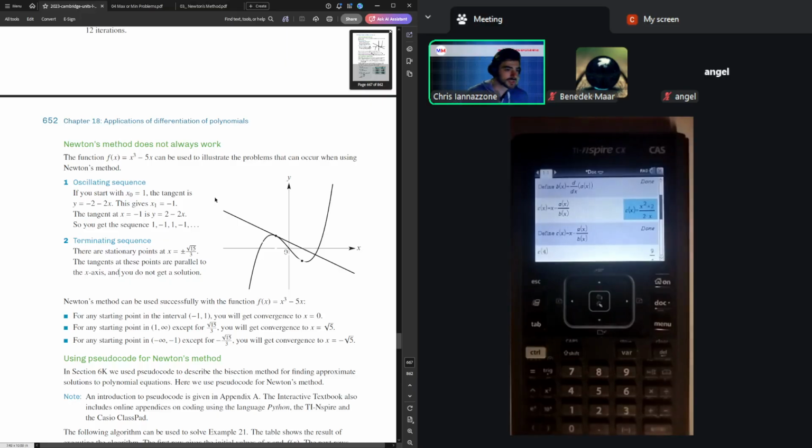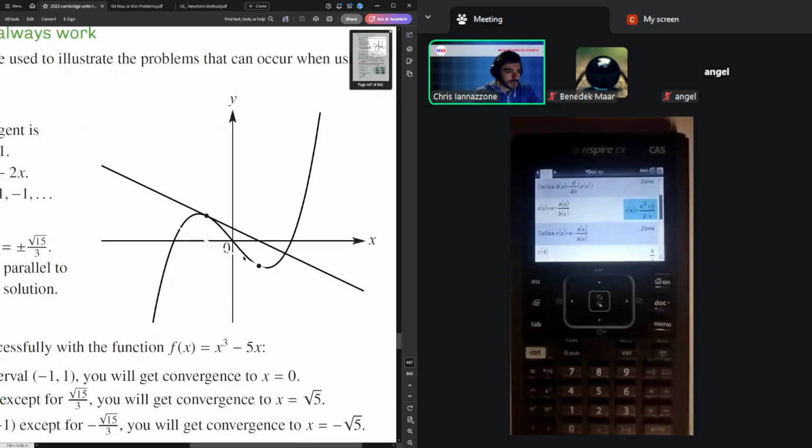So first up, oscillating sequence. What does that mean? It means your Newton's method gets stuck in a loop, and it keeps repeating over and over again, hitting the exact same x-intercepts, never actually converging onto a single solution. A classic example of this would be something to the effect of the cubic here. A circular function could also do it. What's the key thing here?